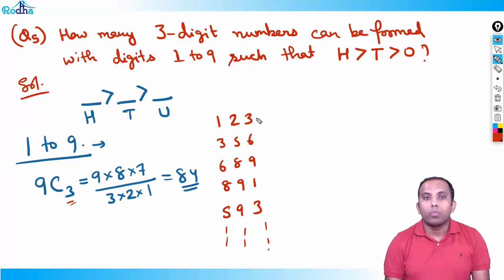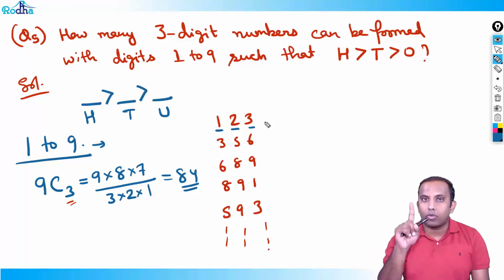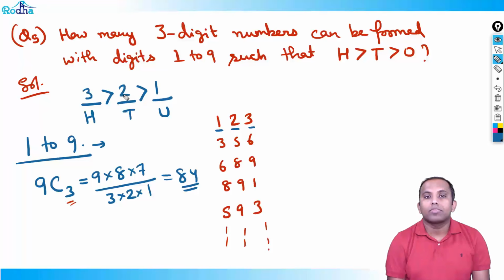Now, one group in any order, right? I'm sure that by now you understood this part, that in nCr, when you are making groups, order is not important. So 1, 2, 3 in any order is counted as one group. How do you place this 1, 2, 3 here? You place it as 3 greater than 2 greater than 1. How do you place 3, 5, 6 here? Like 6 here, 5 here, 3 here. How will you place 6, 8, 9 here? Like 9 at hundreds place, 8 at tens place, 6 at unit place, right?